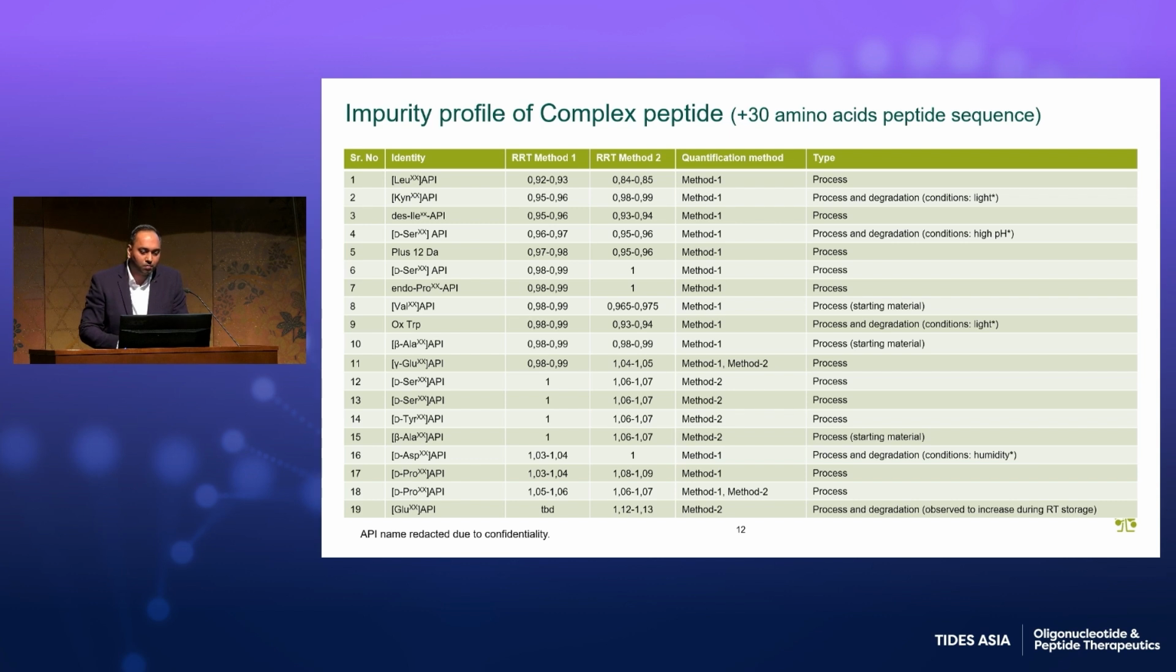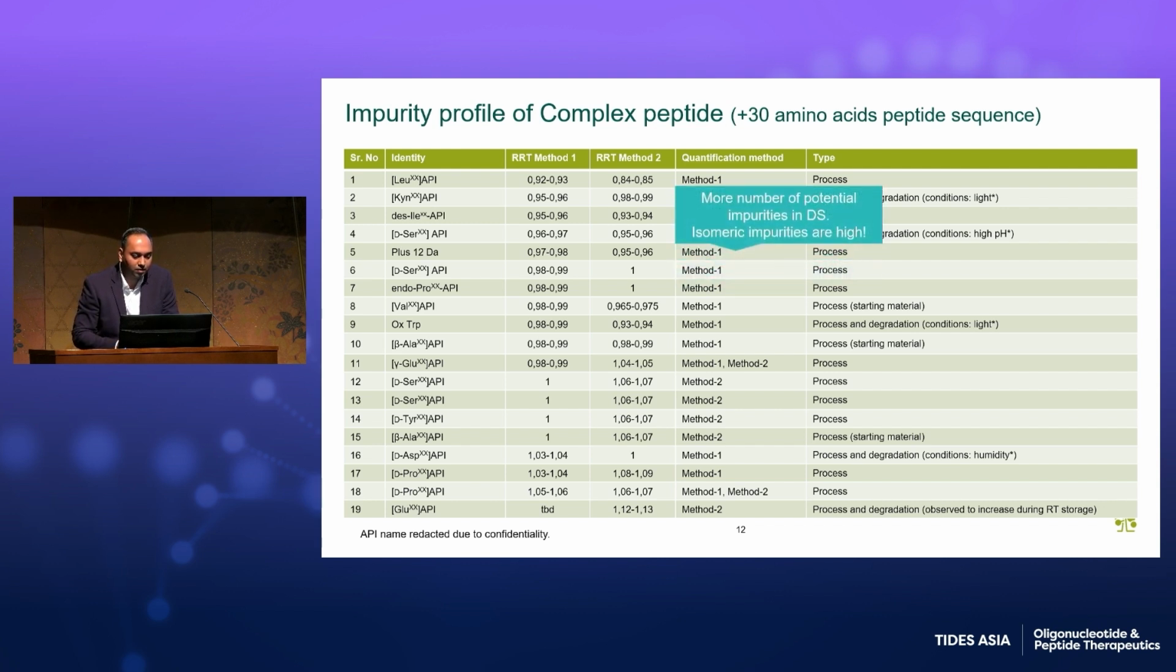Let us take a more complex example with 30 plus amino acids, and you will see that between 0.1 to 0.5%, there are almost 19 impurities, and most of them are chiral impurities. You will see that all these impurities were under the main peak with the primary method, and this was separated with method 2, which is the orthogonal method.